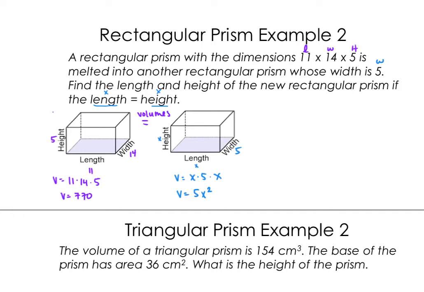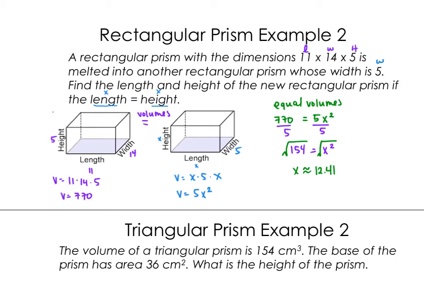Well, since we know that they have equal volumes, I can set the two volumes equal to each other. So 770 equals 5x squared. So now this just becomes a simple algebra problem. We just need to get x by itself. We're going to divide both sides by 5. So we have x squared equals 154. And then to get x by itself, we need to undo that exponent, and we do that by taking the square root. So you get x is about 12.41.